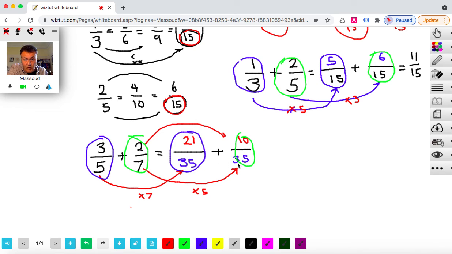And now they are all the same size. These are portion sizes of size 1/35. Very small portion sizes. So now we can actually add them together. So this will give you the sum of 21 and 10.